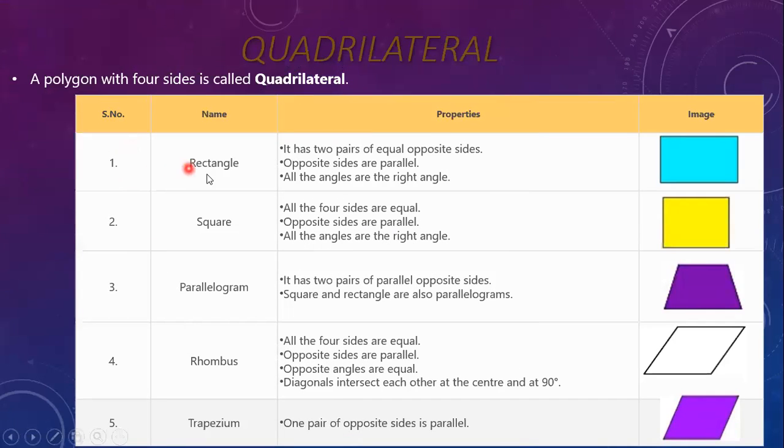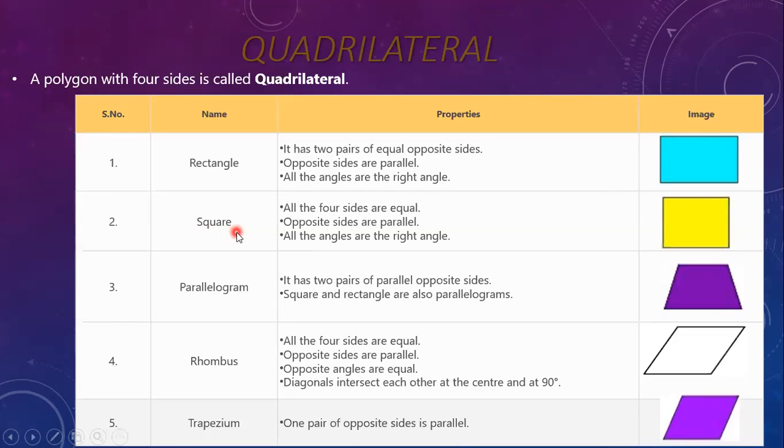See here, the first one is the rectangle. It has two pairs of equal opposite sides. Opposite sides are parallel. All the angles are right angles. So this side and this side, this one and this one, opposite sides are equal, and opposite sides are parallel. In a rectangle, the angle formed at all four corners is a right angle. So this is one type of quadrilateral.